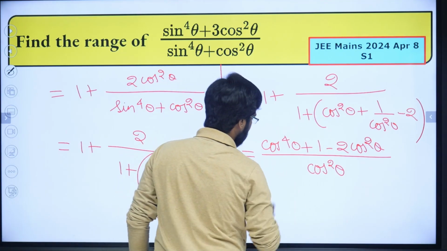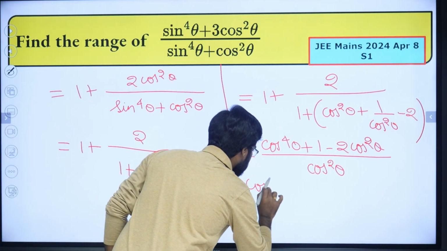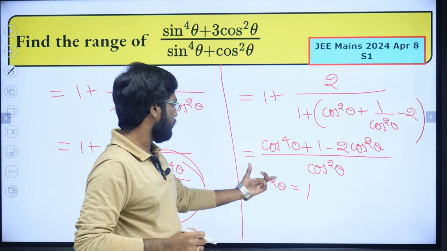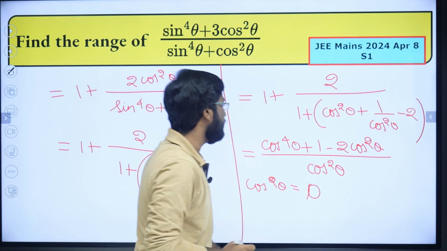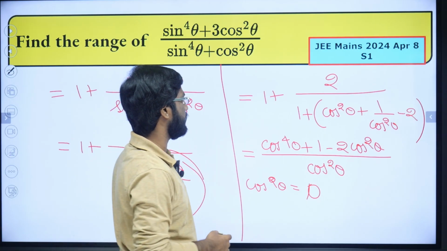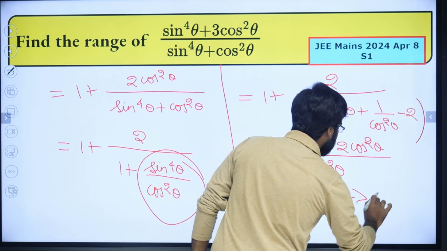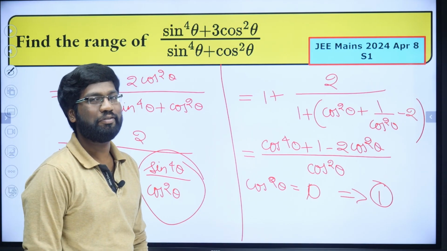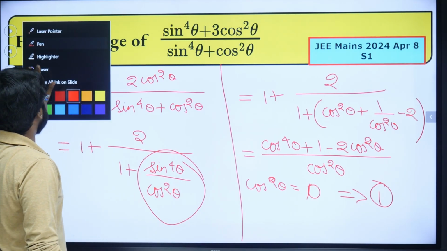So first thing, my dear students, I am going to substitute cos square theta equals 0. Sorry, 0. If I substitute 0 over here, what answer will I get? I will get the answer as 1. How, sir? How will you get the answer as 1, sir? Let me show you.